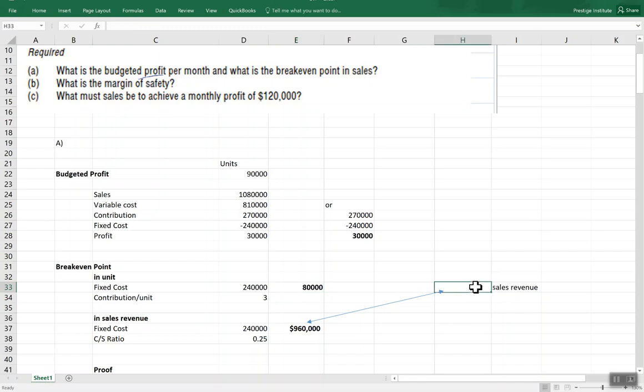If I take these units and I multiply by the sales price, I will have the break-even point in sales revenue as well. So both of them can lead to the same place. Or if I take this 960,000 and divide it by 12, it will give me the same as the top.